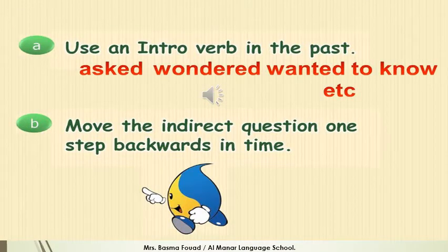So the first step is to go one step backward in the tense when changing to the indirect question. The second thing is to use an intro verb in the past: somebody asked, he wondered, he wanted to know, something like this.